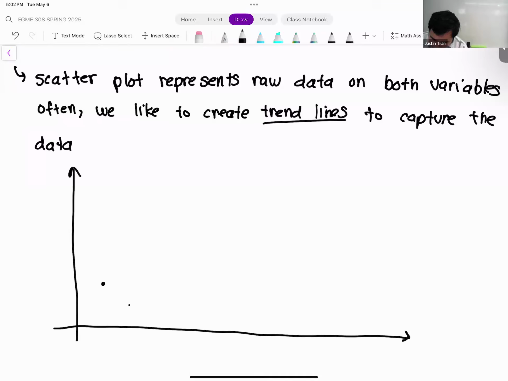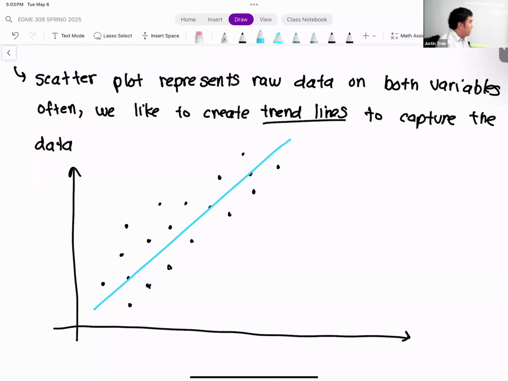So let's say you have a scatter plot and it looks something like this. Right, so we have data that's kind of scattered all around. And so a trend line is basically a single line or a single function that tries to pass through as much of the data as it can. Okay, so for this data, a trend line would look something like that.